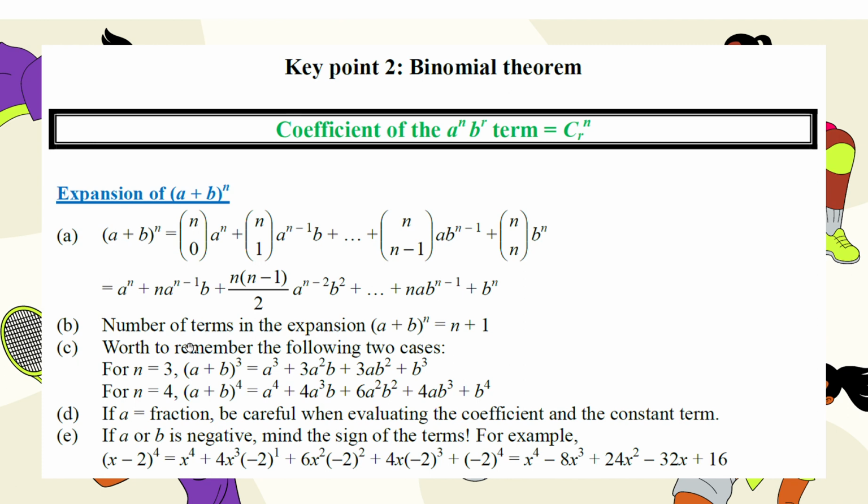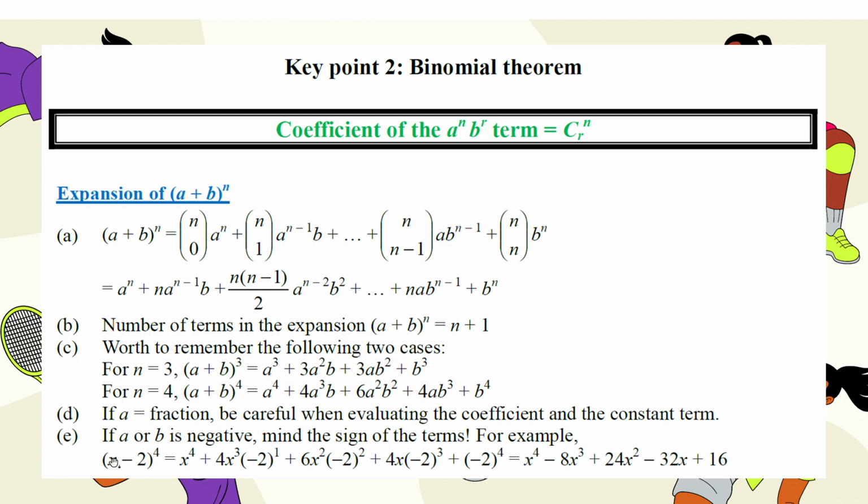We have to remember some special cases: the cubic and the fourth power, 1331 and 14641. It is worth remembering. Don't work from the definition every time, or you'll be too slow. Sometimes a is a fraction, so be careful about the coefficient and the constant, and they can be negative too. Remember, for even powers like square and fourth, the result is still positive, but for cubic and fifth, it is negative.